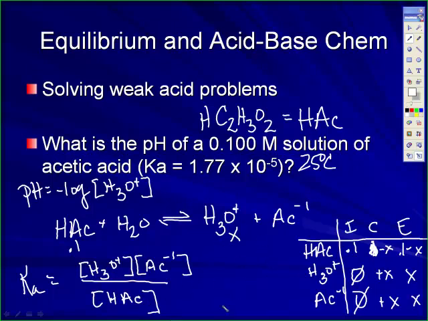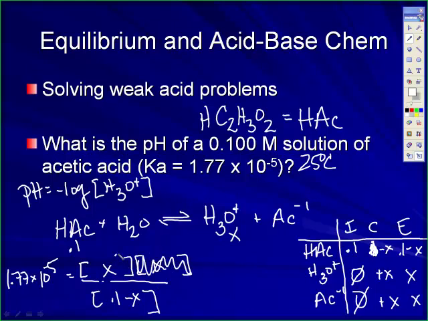So now we can substitute all of this into our Ka equation. Instead of H3O plus and Ac minus, we're going to put in X's. For HAc, we're going to plug in 0.1 minus X. And for Ka, we're going to plug in 1.77 times 10 to the negative 5th. Now we've got ourselves a nice looking algebra problem. So this is really X squared.